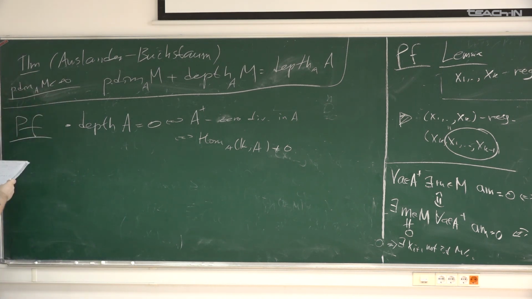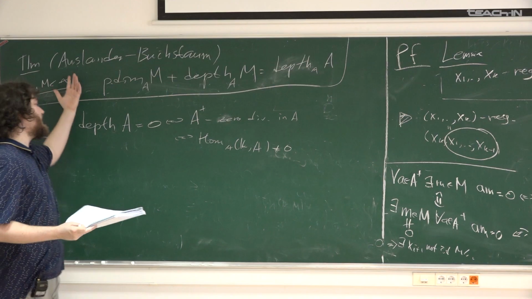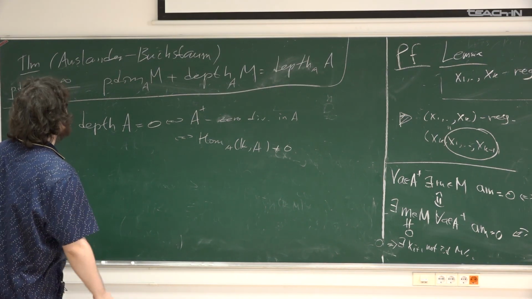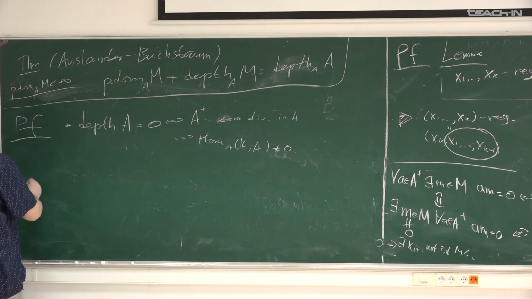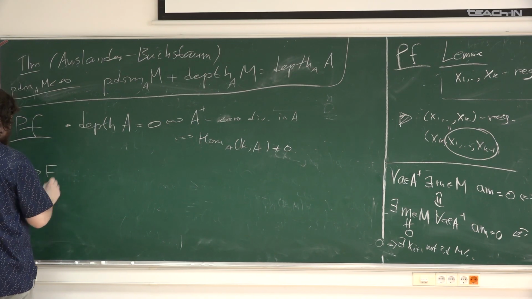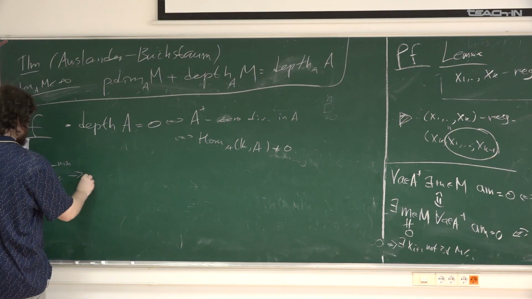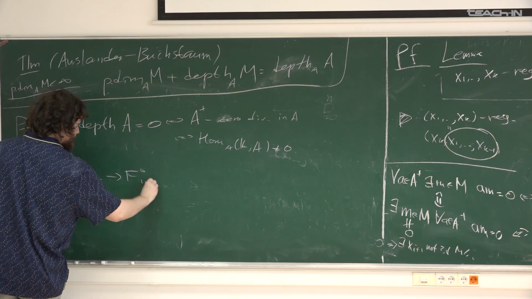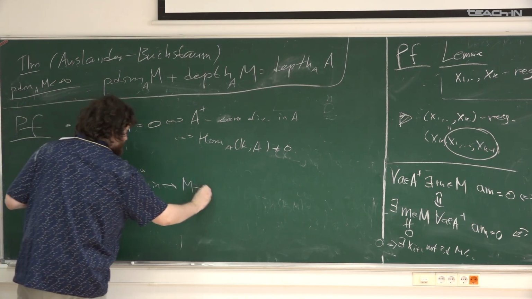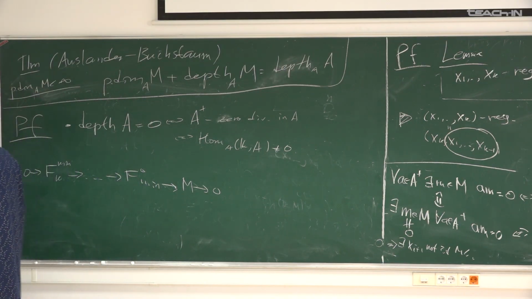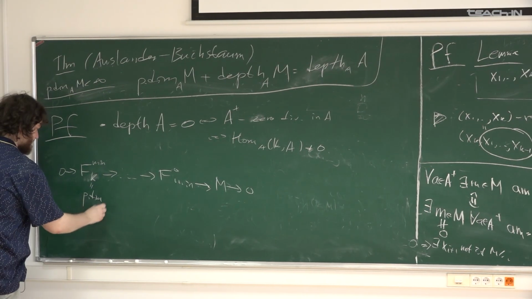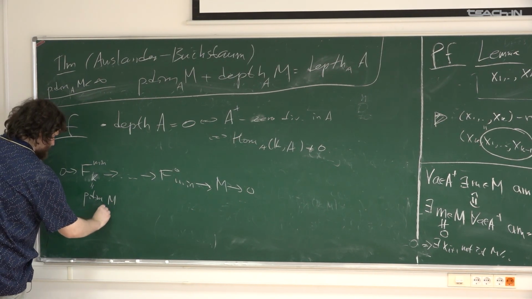Anyway, consider a minimal resolution of our M. We know that projective dimension can be calculated by a minimal resolution, so it's natural to consider this. It's a minimal resolution over A, and n is exactly the projective dimension of M.